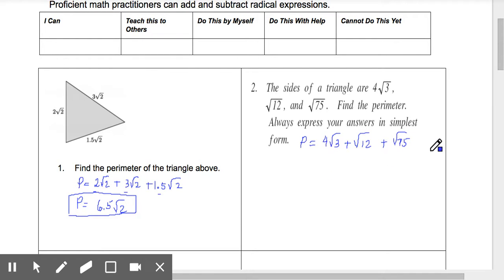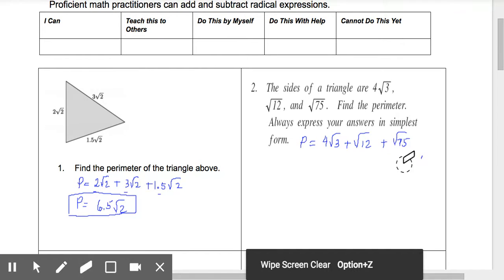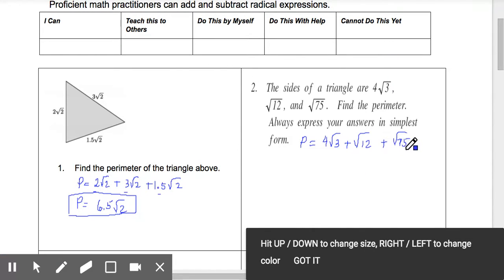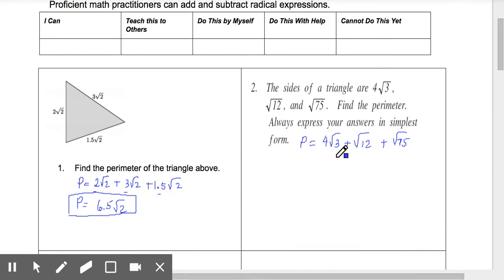Well, they're all square roots, therefore they have the same index. However, the radicands are different. So here the radicand is 75, here the radicand is 12, and here the radicand is 3. So they have the same index, but they have different radicands. However, before we decide that we cannot combine all of them, we have to simplify first all of the radical expressions.